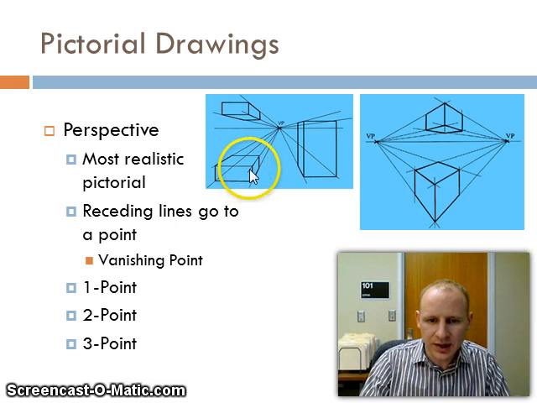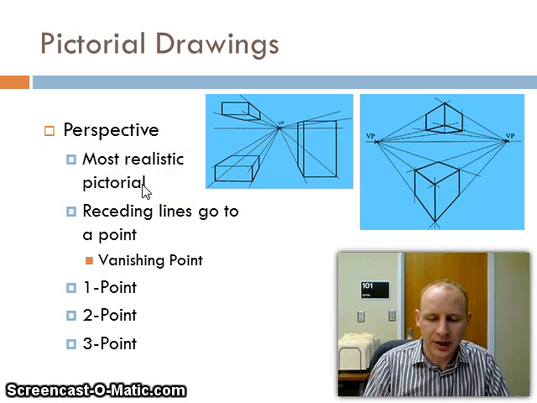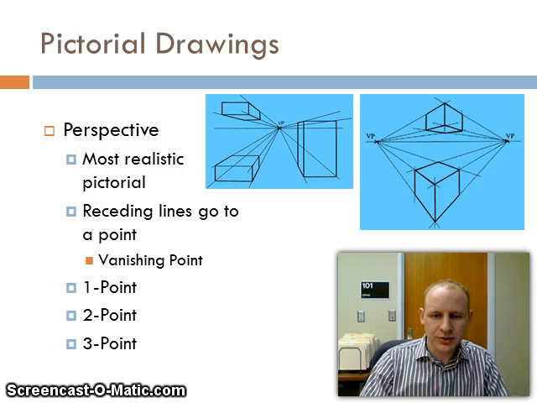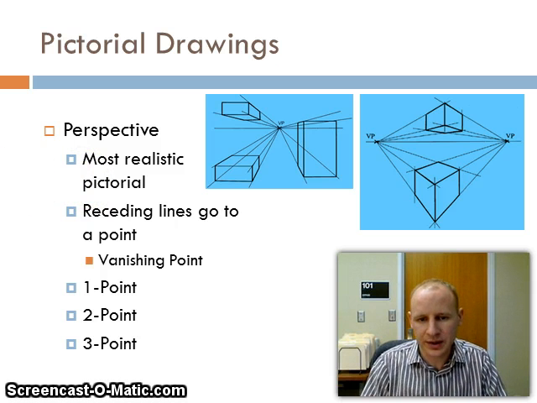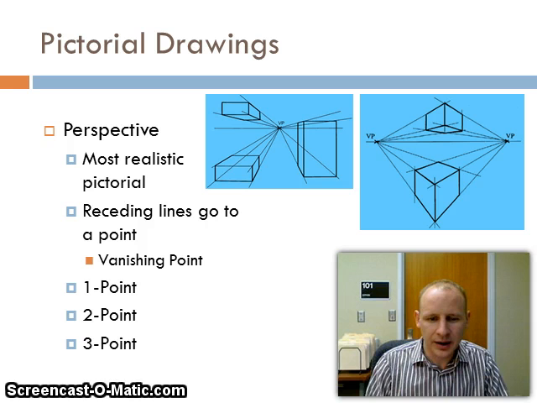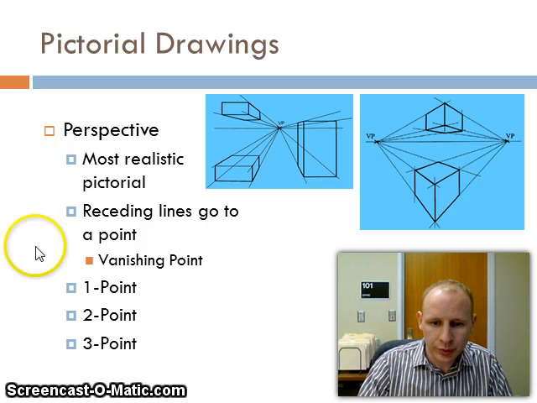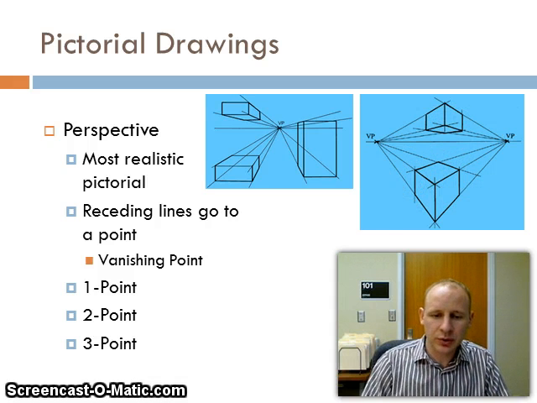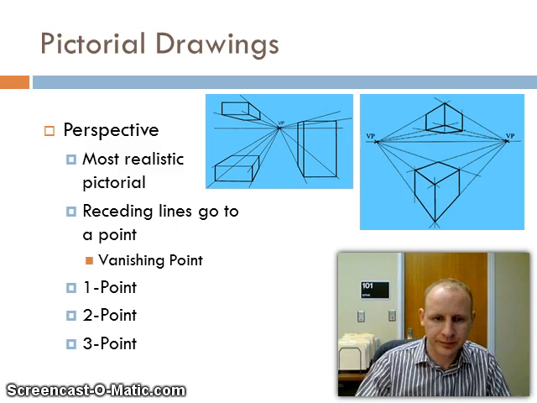From there we take each one of the corners and draw lines that go to that vanishing point. And from there we can fill in the depth that we want to use. And so this is the way that our eyes see things, which is why it's the most realistic. You can also go with a 2-point or 3-point vanishing point, which is what you see over here. Again, these are most realistic, but the most difficult to draw as well.